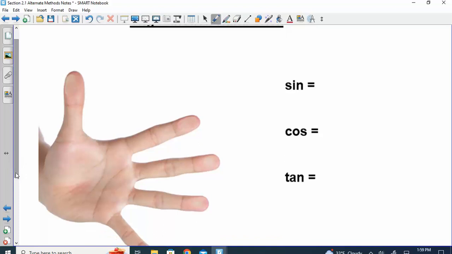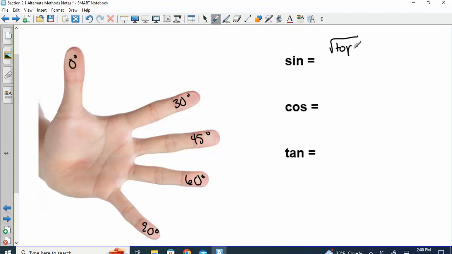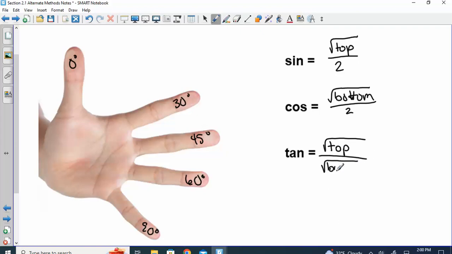So on my hand, my fingers are going to be these common angles. So my thumb is 0 degrees, 30 degrees, 45 degrees, 60 degrees, and 90 degrees. Okay, so those are all the angles we need to be able to give our trig functions for. When we do this, sine is going to be the square root of the top divided by 2. Cosine is square root of the bottom divided by 2. Tangent, I already told you once, it's sine over cosine. So square root of the top divided by square root of the bottom.